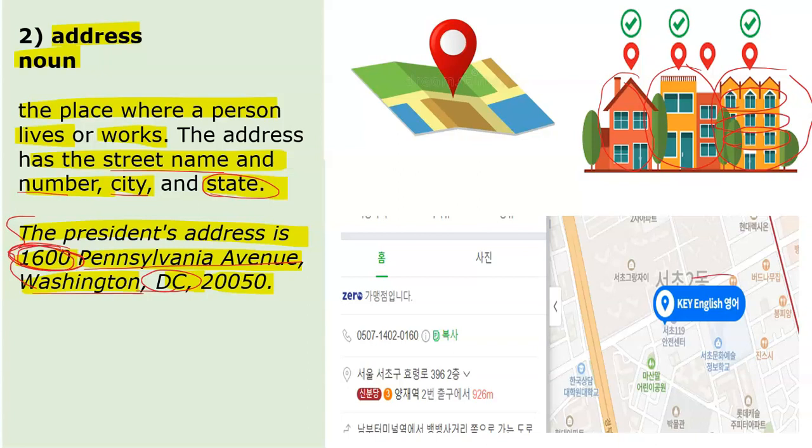And here is the address for Key English. Right here, you can see that our address has the name of the street. This is the street where Key English is. It has the number of the building. It has the floor that we are on. It has the city and the area where we are. That way, people know where to go if they want to come here. So this is our address.